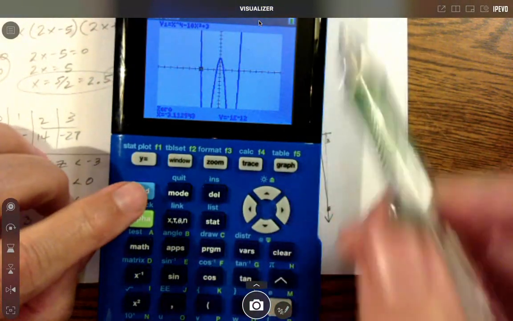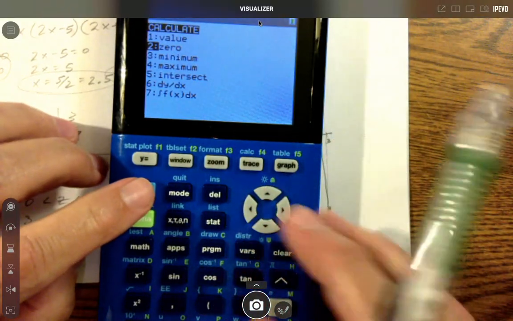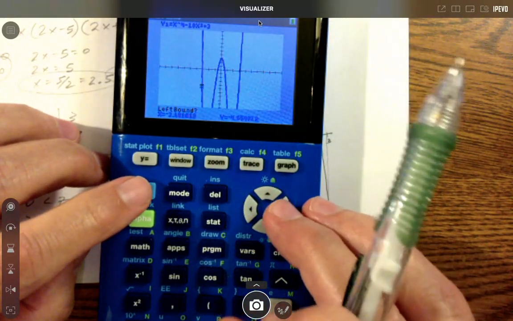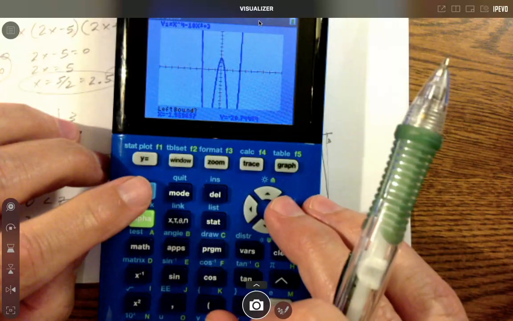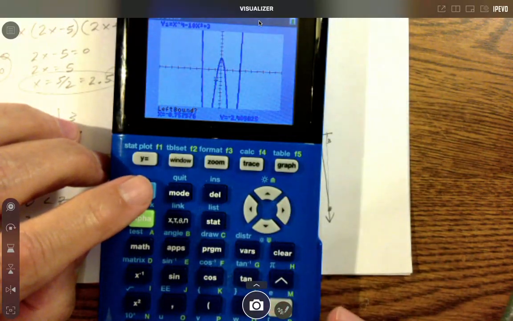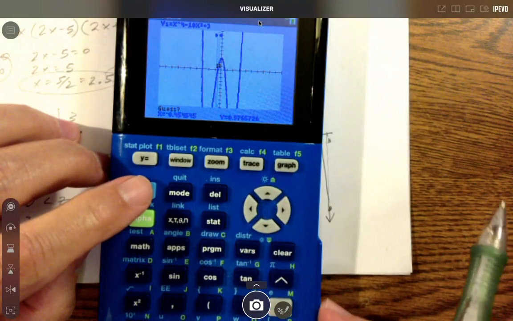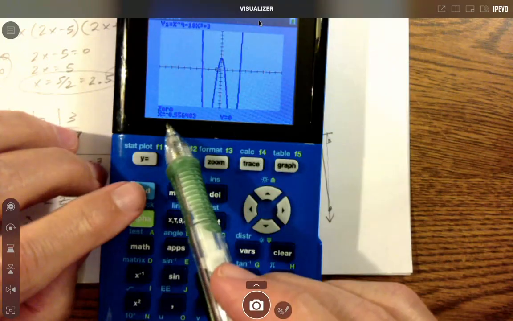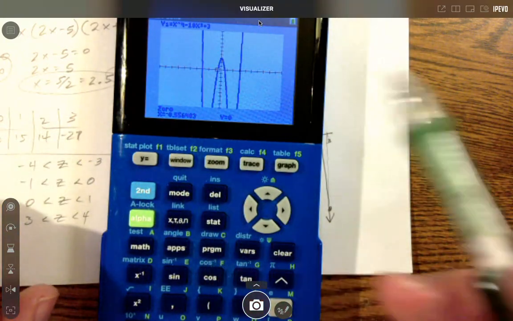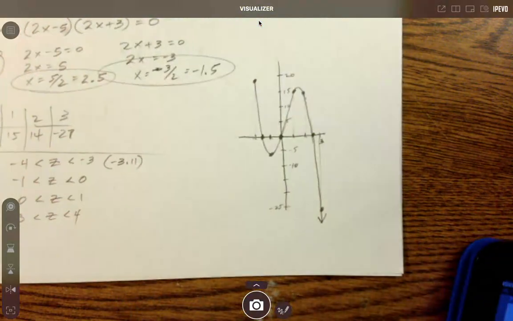Okay, and then we'll do it again and try to find this 0 here. So second trace 0. All right, go to the right, where I'm just to the left of it. That's good enough. And then move to the right. That's good enough. Enter. -0.56 is a good estimate.